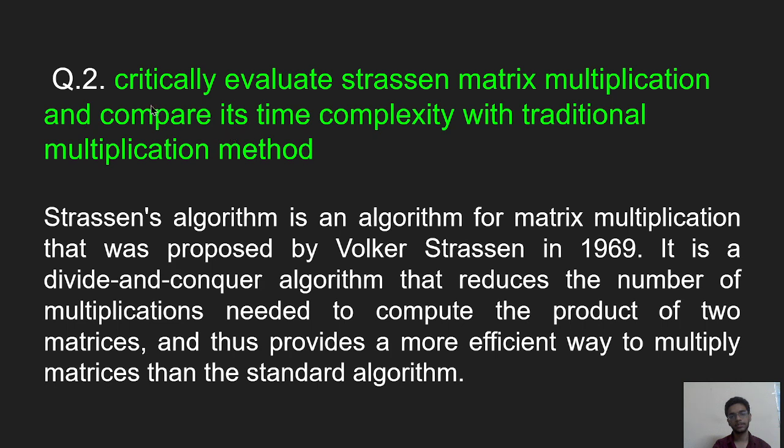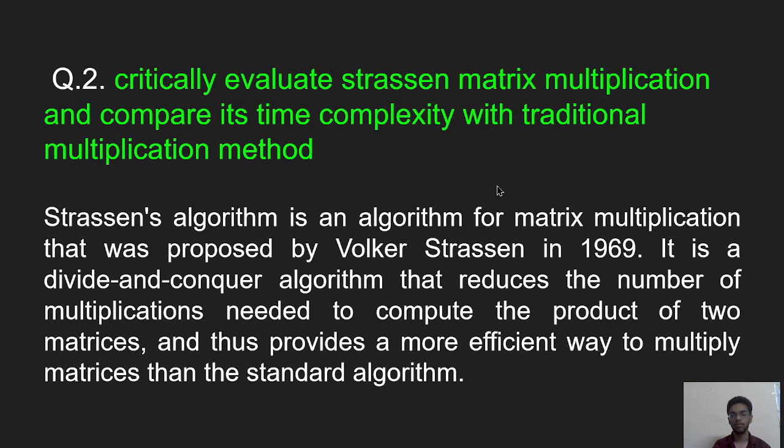Now the second question is: critically evaluate the Strassen matrix multiplication and compare its time complexity with the traditional multiplication. So Strassen matrix multiplication is an algorithm for matrix multiplication which was proposed by Volker Strassen in 1969. It is a divide and conquer algorithm that reduces the number of multiplications. It divides a whole big matrix into 2 by 2 small matrices. That's why it takes less time.